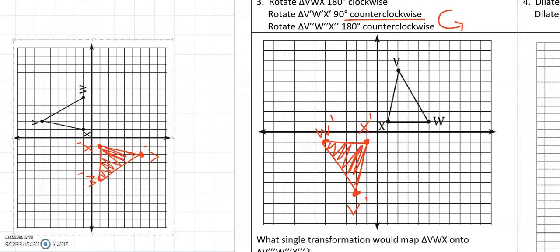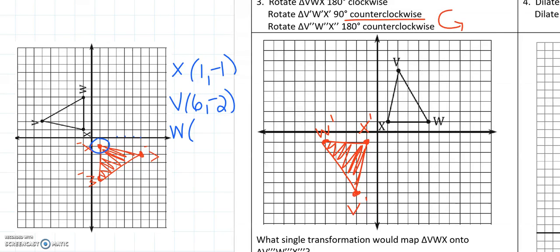And now let's write down the coordinates again. So our coordinates for x are now at 1, -1. And remember, I'm looking at the coordinates here on my red diagram because that's the one that I want to be rotating. Okay, next, I'm looking at v, which is at 1, 2, 3, 4, 5, 6, down 2, so 6, -2. And then w is at +1, down 1, 2, 3, 4, 5. So 1, -5. All right, so these are my new coordinates.